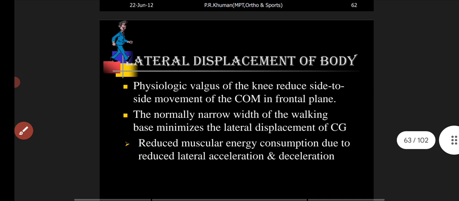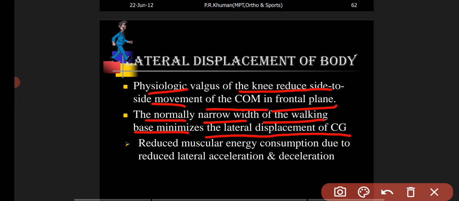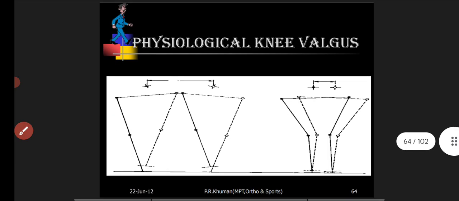Last one is the lateral displacement of the body. It is the physiological valgus of the knee that reduces side to side movement of the center of mass in the frontal plane. The normally narrow width of the walking base minimizes the lateral displacement of the COG and reduces muscular energy consumption due to reduced lateral acceleration and deceleration. Okay, it is the physiological knee valgus.